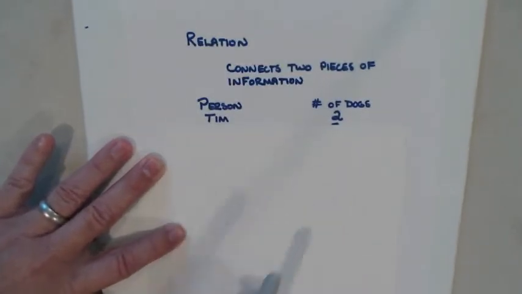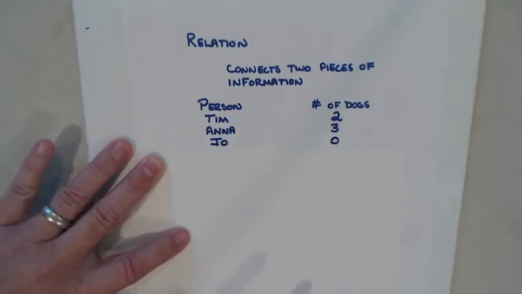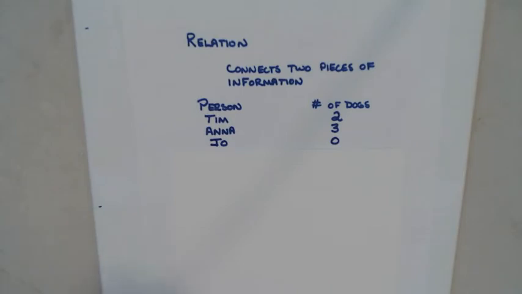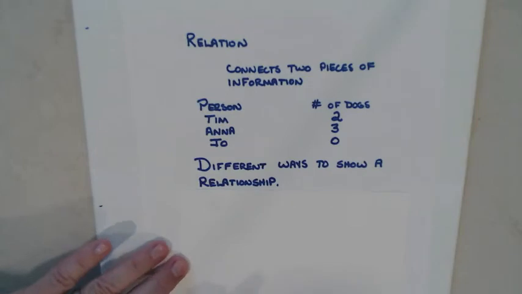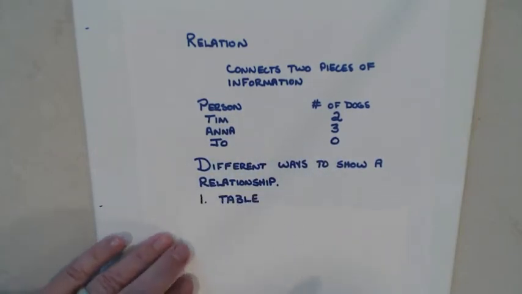Well, hey, Tim has 2 dogs. Anna has 3 dogs, and Joe has no dogs. So what we're going to do is take this information and present it in different ways. Once we know that this information is connected together, you can present it in different ways. There are different ways you can show a relationship, and we're going to go over those different ways of writing a relationship. We're going to use this information right up here to write it all these different ways.